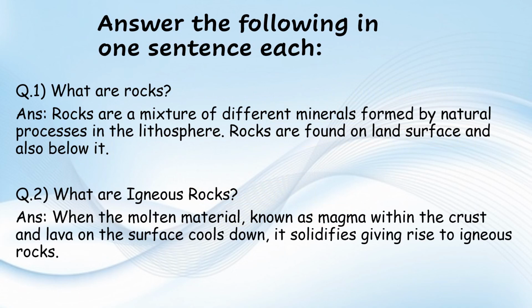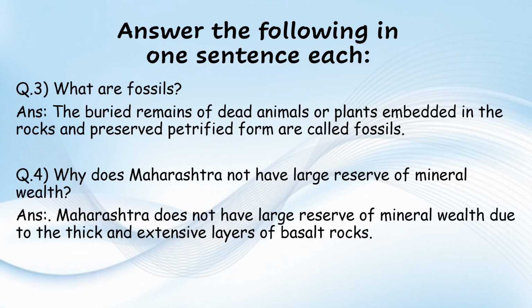Then answer in one sentence. What are rocks? A definition. Rocks are a mixture of different minerals formed by natural processes in the lithosphere. We had three spheres in the biosphere, and in that, rocks are found in the lithosphere. Rocks are also found on the land surface and also below the land surface. Then you have the definition of igneous rocks. Then what are fossils? Again in short, I have given you the definition: buried remains of dead animals or plants embedded in the rocks and preserved in petrified form are called fossils.